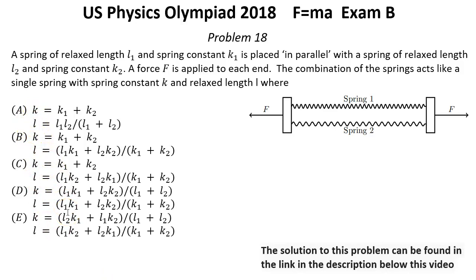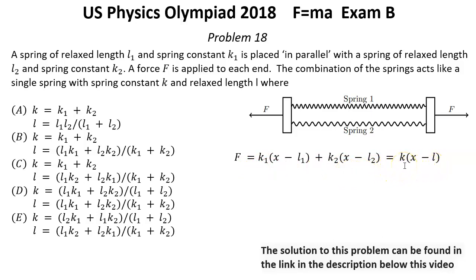Solution for problem 18. To solve this problem, we just need to write the equation for force. On one hand, this force equals the combined force from both springs, which is this expression, and on the other hand, this force must be equal to the regular force from combined springs with the constant K and the relaxed length L, which is this expression. Now from this equation we can find what K and L are.